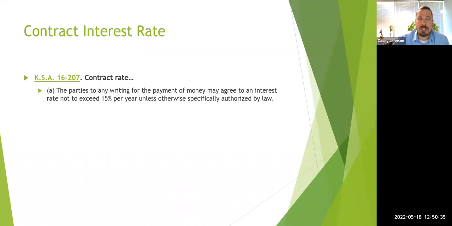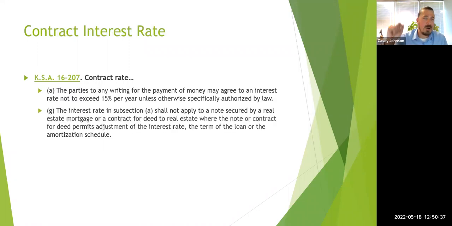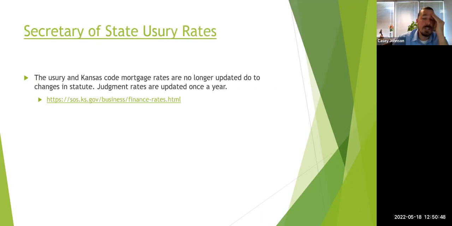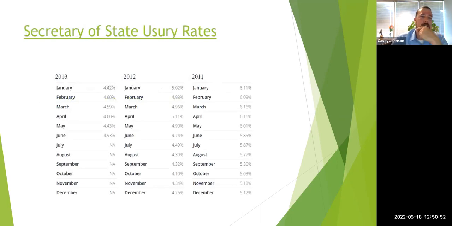One of the things that I argue fairly regularly is the usury rate. So now, as of 2013, the usury rate's a flat 15%. Below 15%, it's not considered usurious in Kansas. But prior to July of 2013, they used to have specific interest rates that were mapped to, I think it was the prime rate. So if you go to the Secretary of State's website, they have those. If you have a mortgage that was from June of 2013 or earlier, make sure you look at the interest rate in that mortgage, and then you go to the Secretary of State's website, look at the usurious interest rate.